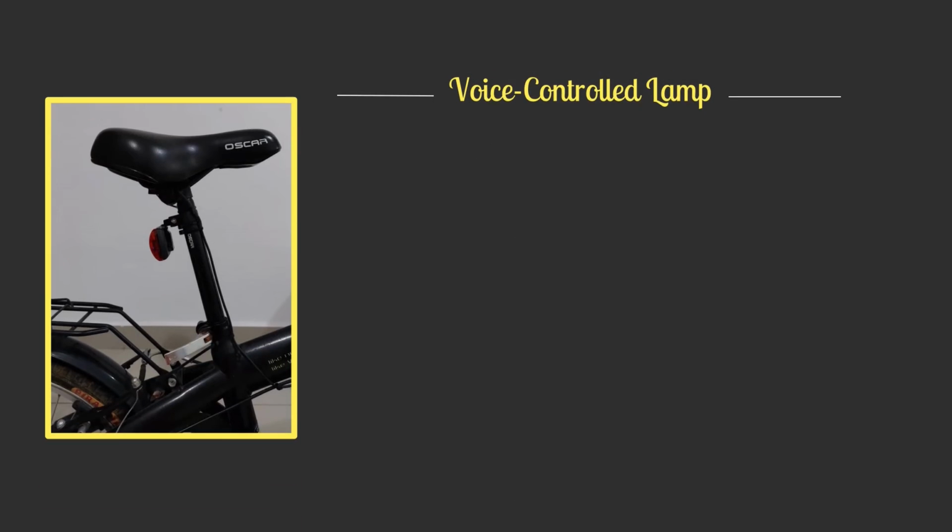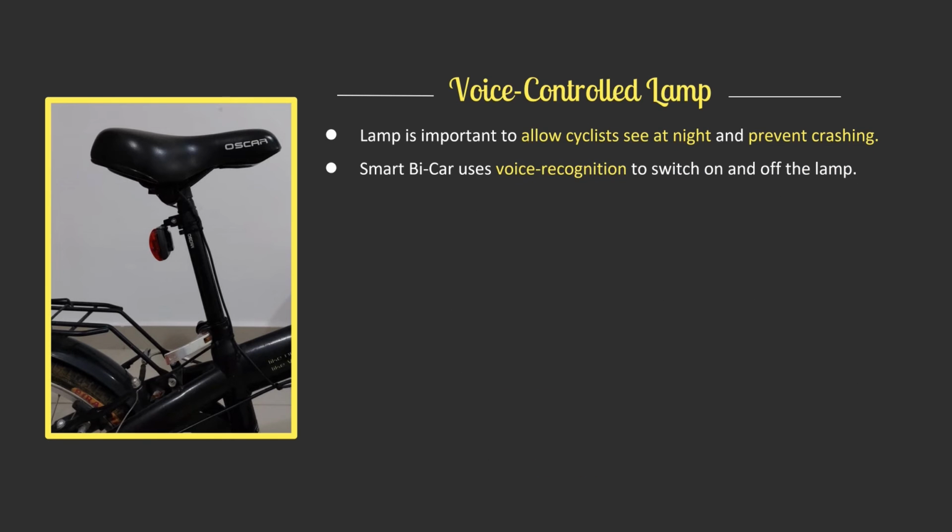In conclusion, Smart Biker has many special functionalities like a voice control lamp, speedometer, and accident detection system that only use a phone. From the problem that occurs, we come up with the voice control lamp. A lamp is important to allow cyclists to see at night and prevent crashing. Smart Biker uses voice recognition to switch the lamp on and off. This system only uses an LED, resistor, ESP32 module, and human voice.